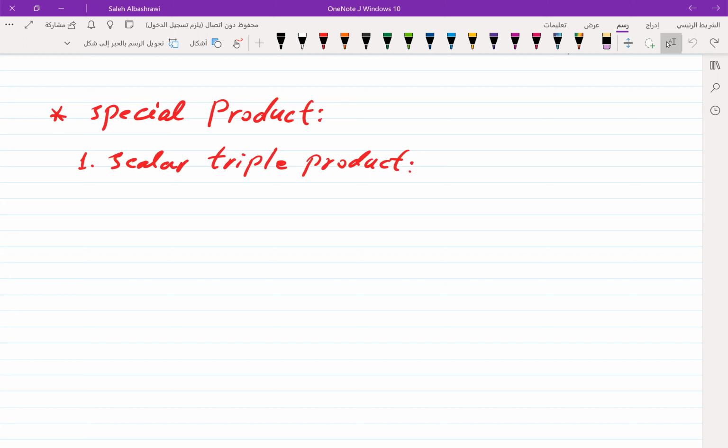We are still in this topic, which is the cross or vector product, A cross B. We defined how to find the cross product, we stated the properties, and then we spoke about the magnitude of the cross product and parallel vectors. In this part, we are going to speak about the special products, the area of a parallelogram, the area of a triangle, and also the volume of a parallelepiped.